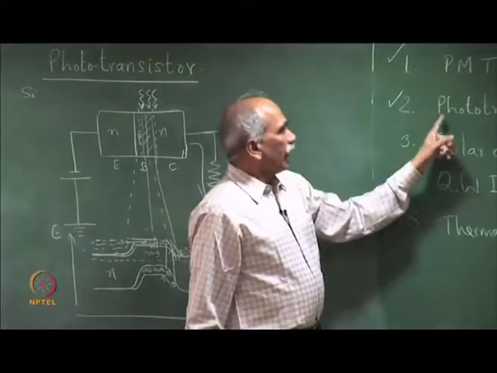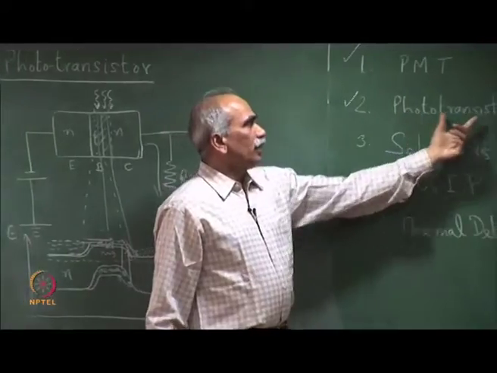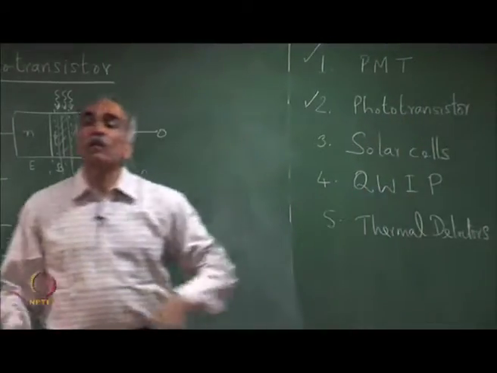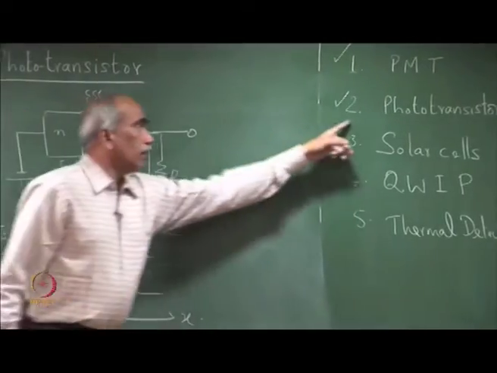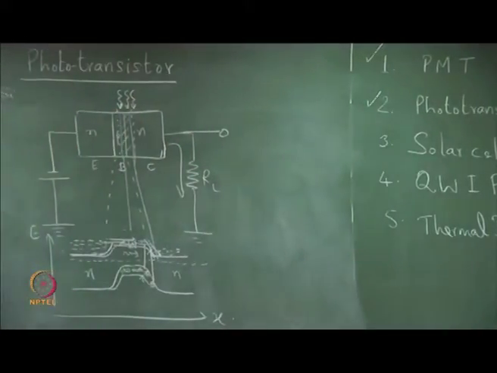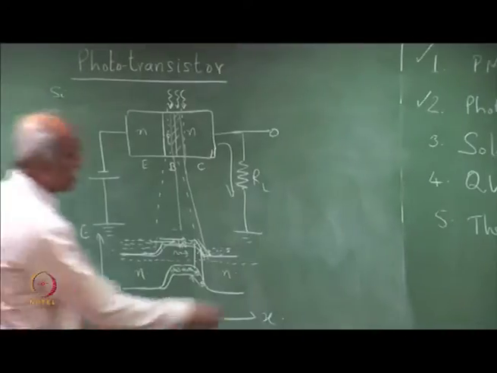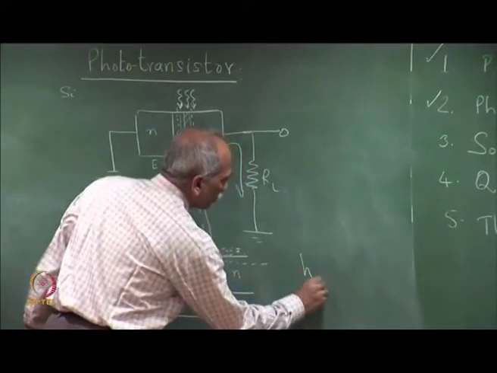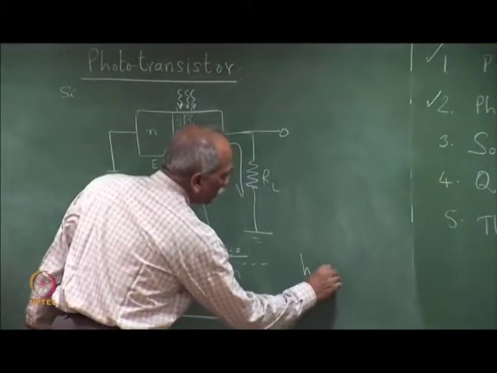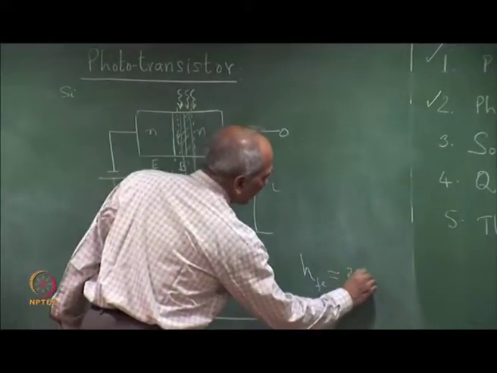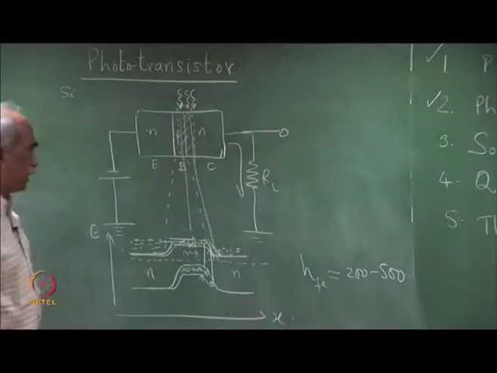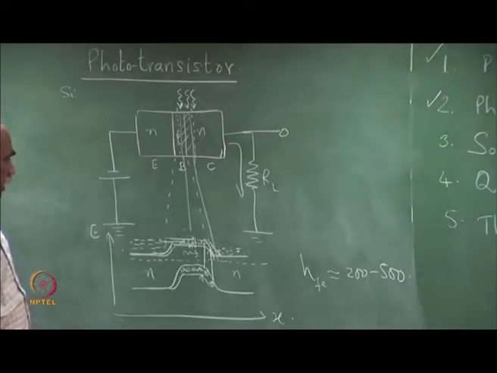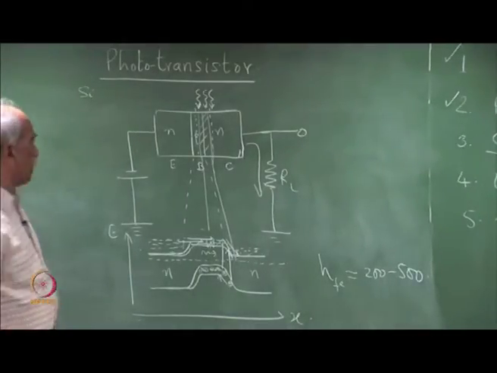process. And the phototransistor, which works on transistor action, also provides an overall gain to the photocurrent. Typical current gains, h FE, are of the order of 200 to 500. The current gain is of the order of 200 to 500 in phototransistors.